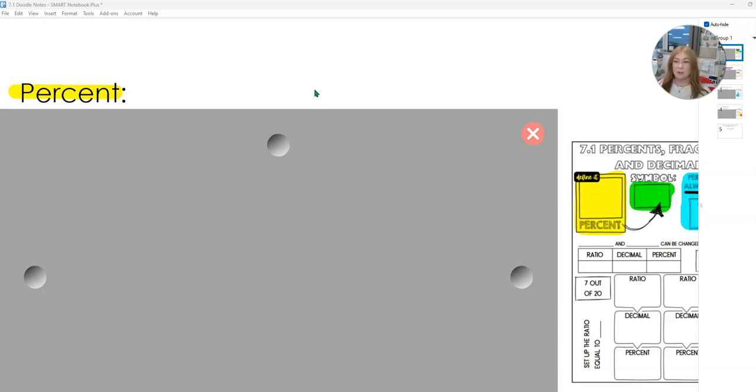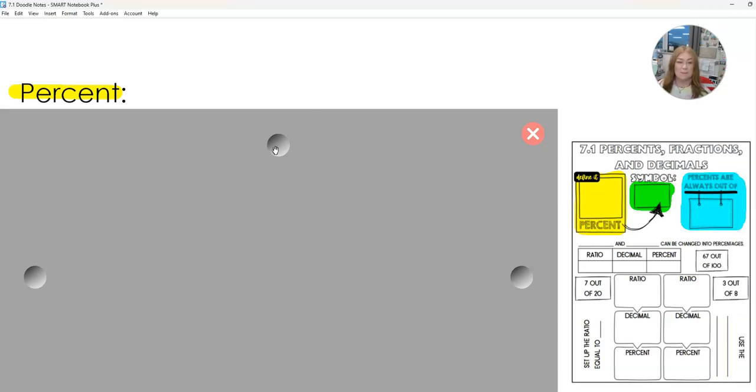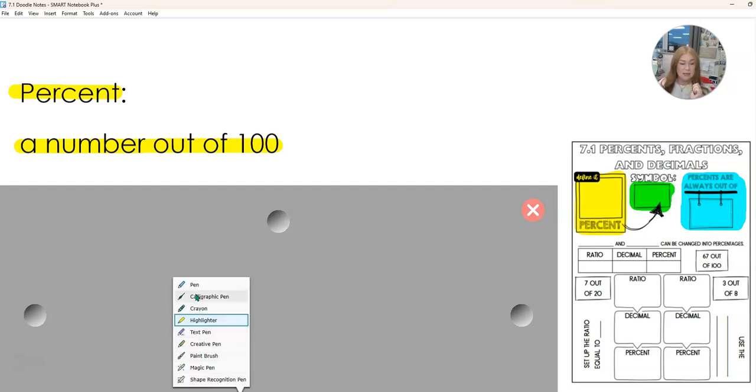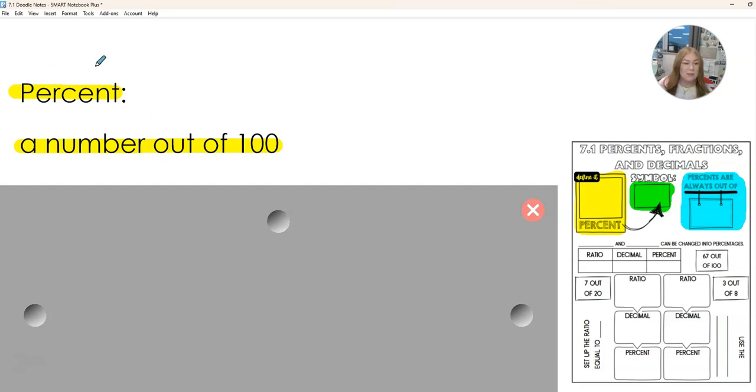We are going to start learning about percentages for 7.1. So a percent is just a number out of 100. The word percent, when we break that up into two parts, per means out of, and cent means 100. You have 100 cents to make a dollar. There's 100 years in a century. The word actually means out of 100. So it's just a number out of 100.